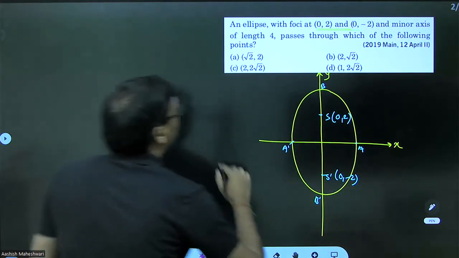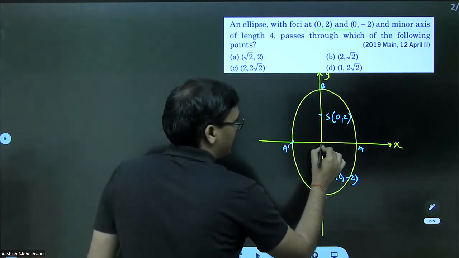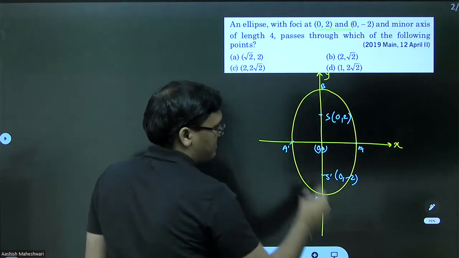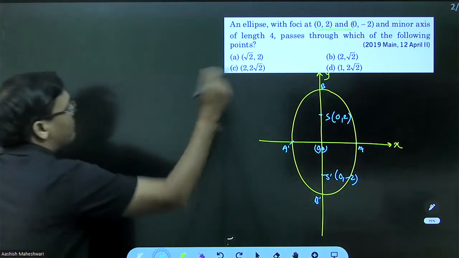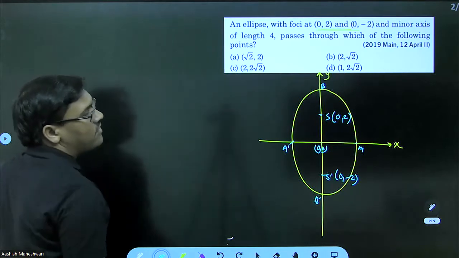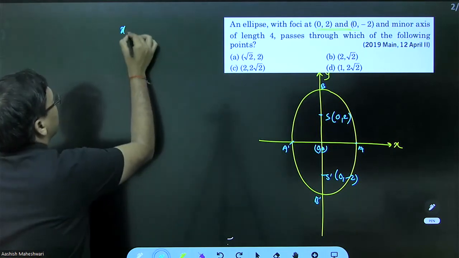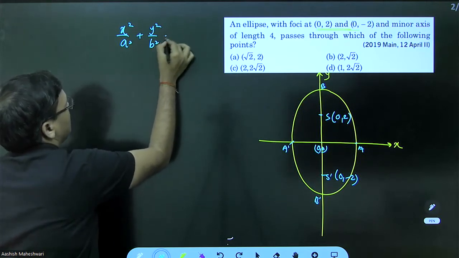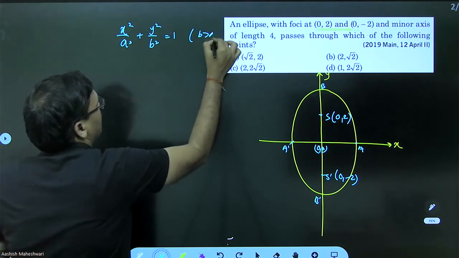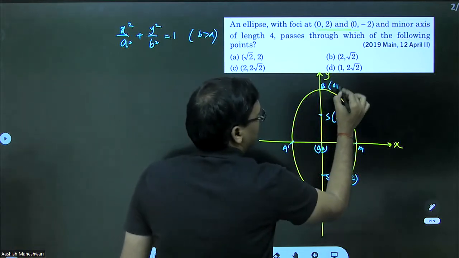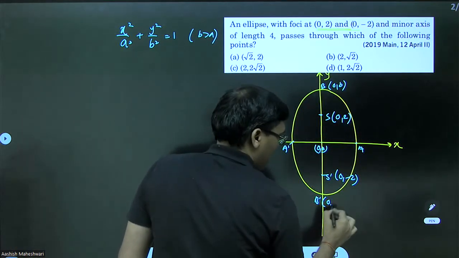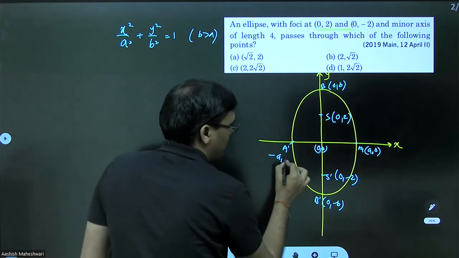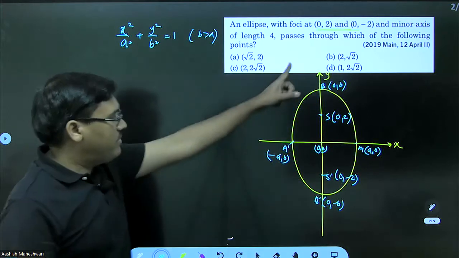Now, what is the equation of this ellipse? This is the standard ellipse, because the center of this is at (0, 0). This is the major axis, and this is the minor axis. In the question, it is given that the minor axis is of length 4. You can assume the equation is x square upon a square plus y square upon b square equal to 1. But here, b will be greater than a. The points are (0, b) and (0, -b), (a, 0) and (-a, 0), so b is greater than a.